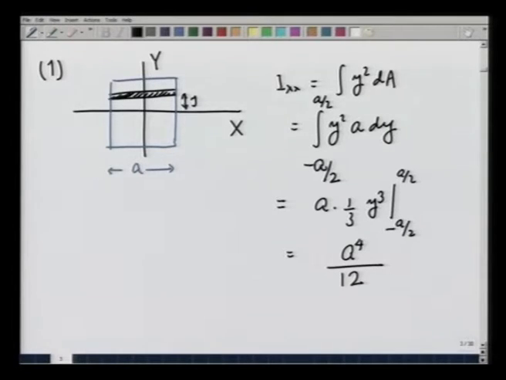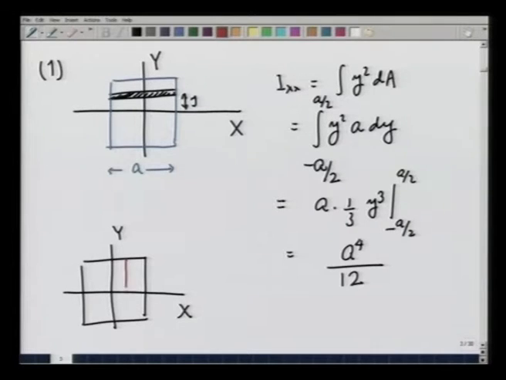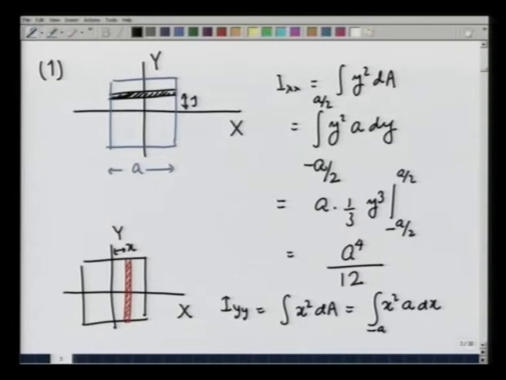Similarly, to calculate I y y, this is the square. I choose a strip like this and calculate I y y as integral x square dA, which in this case would become integral, this is at distance x, so integral x square a dx from minus a by 2 to a by 2, and this also in this case by symmetry would come out to be a raised to 4 over 12.